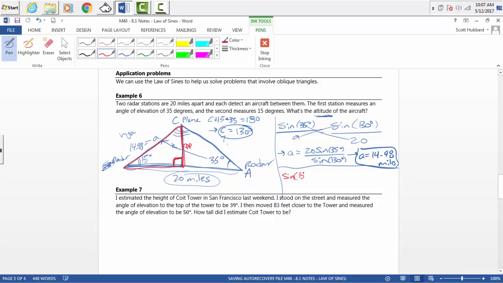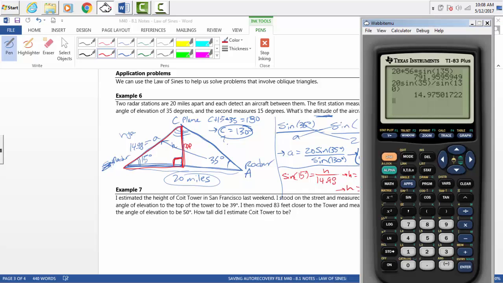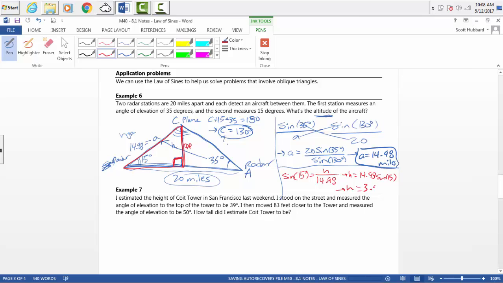So sine of 15 degrees is going to be equal to the opposite, the unknown, so I'll call that h, over the hypotenuse, which was 14.98. And so that tells me h is equal to 14.98 times sine of 15. It's 3.88 miles.